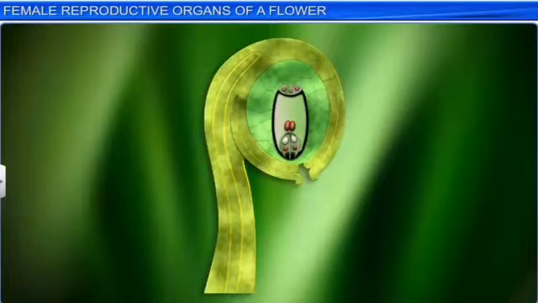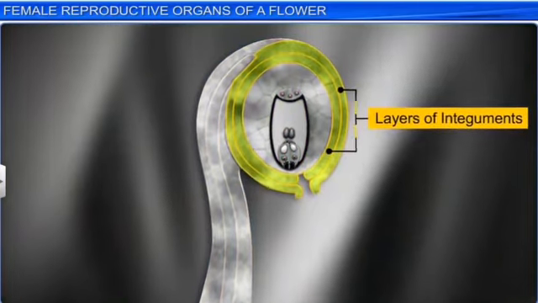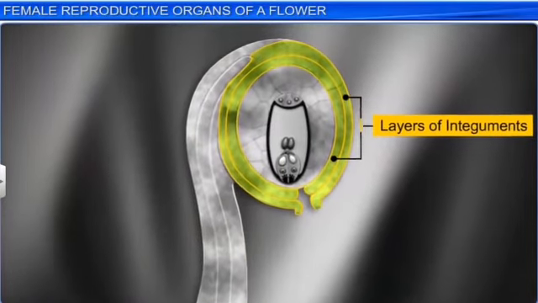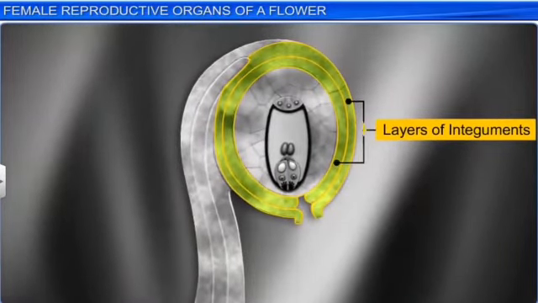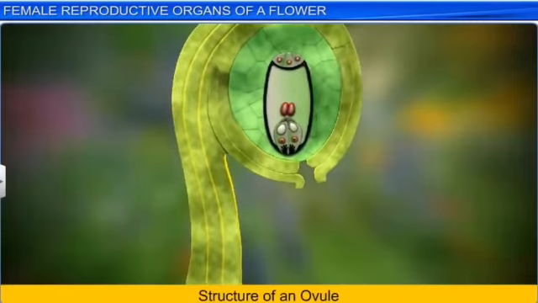Furthermore, let us go into the microscopic view of it. There are integuments, that is the envelope of each ovule, except at the tip where a small opening is there, which is said to be the micropyle. So there are a lot of integuments, there are a lot of layers which are there.